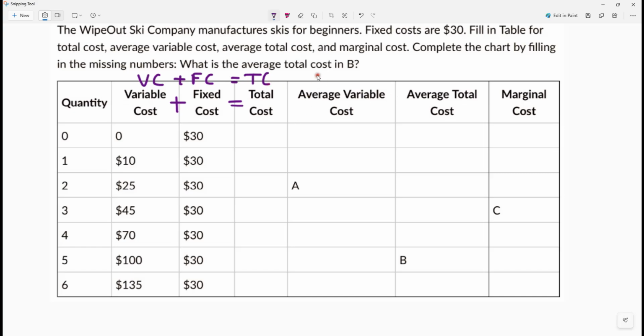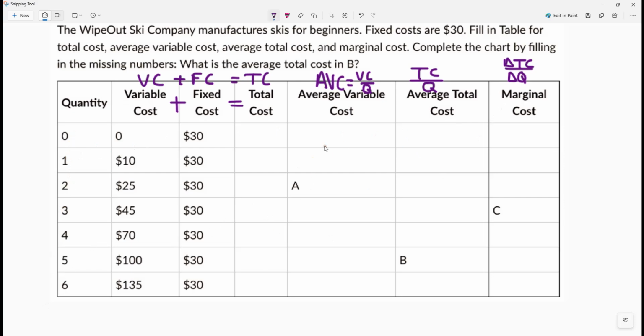Average variable cost is going to be your variable cost divided by your quantity. Average total cost is going to be total cost divided by quantity. And then marginal cost is the change in total cost over the change in quantity. Now the change in quantity on this problem is going to be 1, so we're just dividing by 1. It would be 0 to 1, 1 to 2, 2 to 3, so on and so forth.